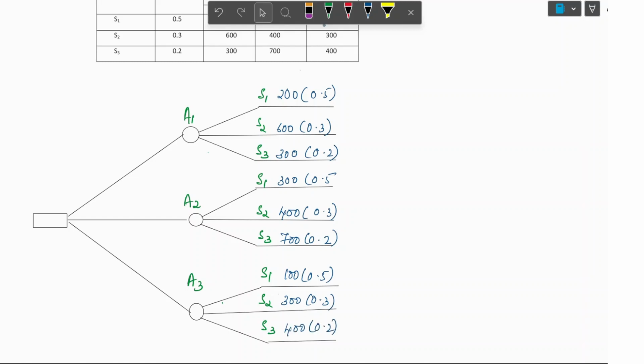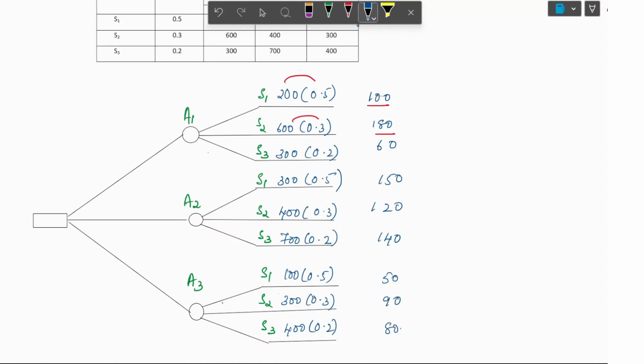Now what are we going to do? We are going to find the total. First total, this is 100, 200 into 0.5, 180 and 60. Here, this is 150, 120 and 140. Use the calculator and multiply. How do I calculate? 200 into 0.5, that is 100. Here, 600 into 0.3, 180. Corresponding values I calculated. Now here, 50, 90 and 80.